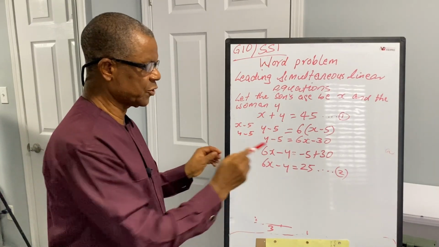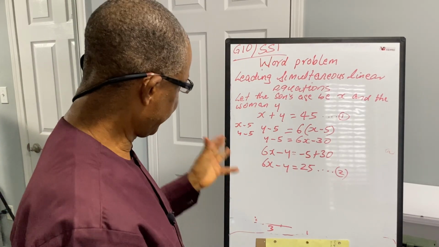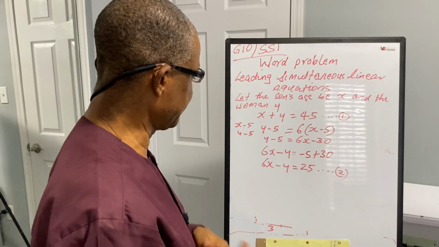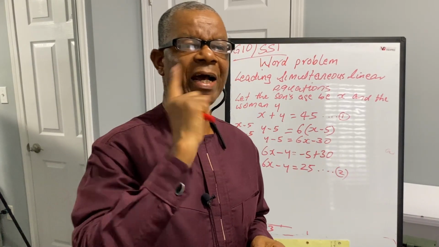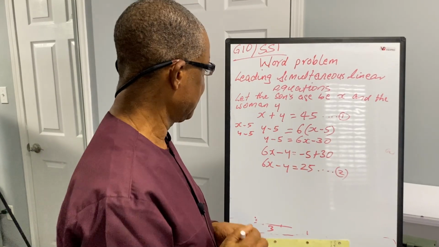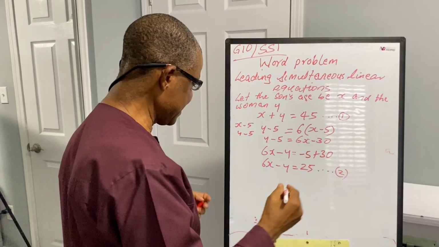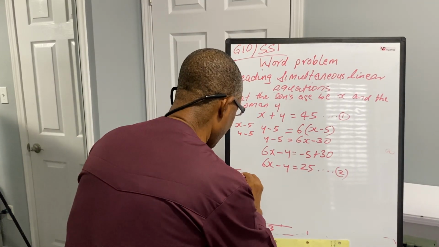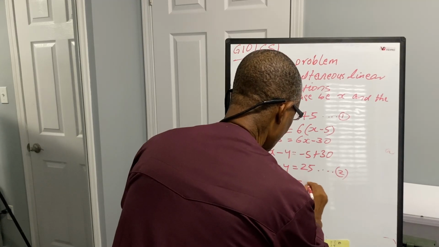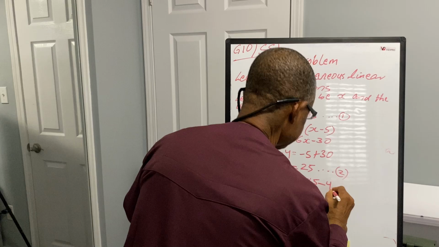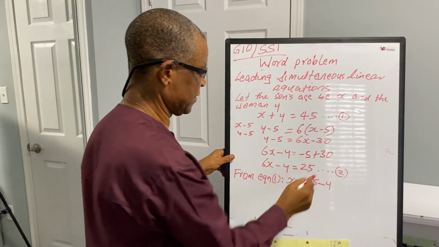So we now collect the two equations and solve by whatever method we so wish. We can use substitution in this, because I told you it's always wise and simpler to use substitution when the coefficient of one of the variables is unit, that is 1. Here we have this is 1, this is 1, this is 1. We can use substitution by saying from equation 1, X is equal to 45 minus Y. From equation 1, X is 45, the positive Y crossing becomes negative Y.